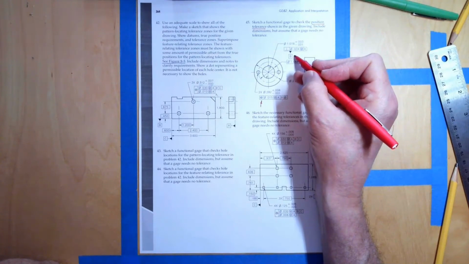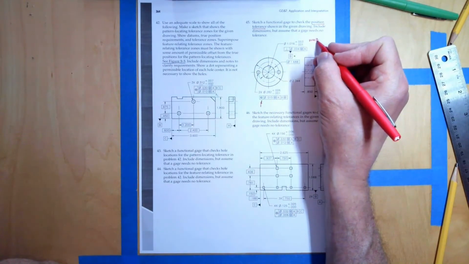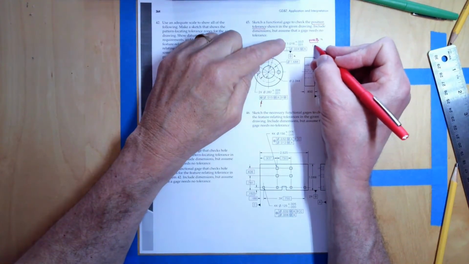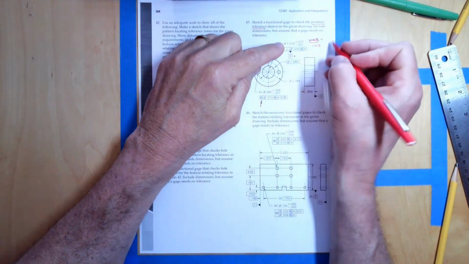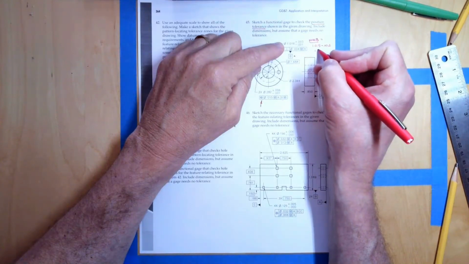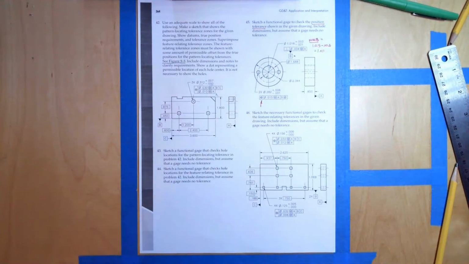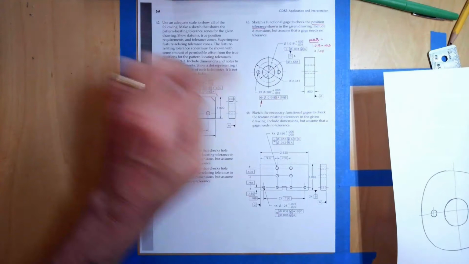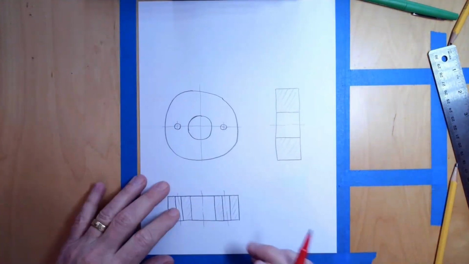What is the maximum material boundary of B? Well, the MMB of B is going to be equal to 1.015, right? The MMC size of the hole minus 0.004 equals 1.011. So what is the tolerance? What is the gauge? We're looking for a functional gauge. What is the functional gauge going to look like? Well, here's what the functional gauge is going to look like.